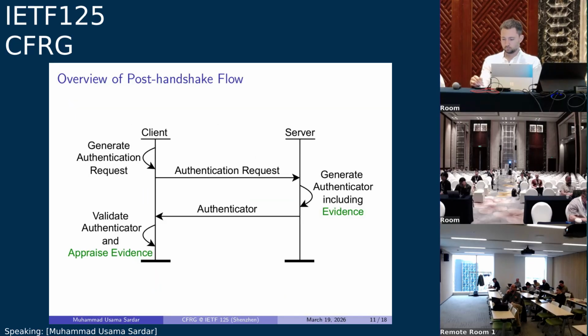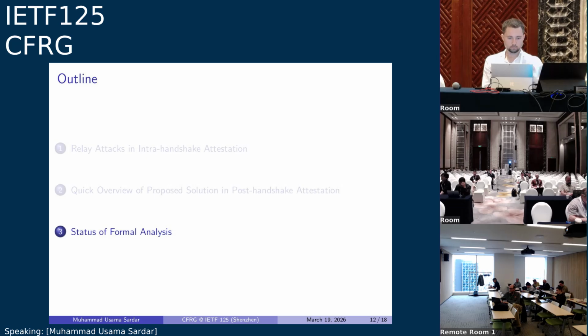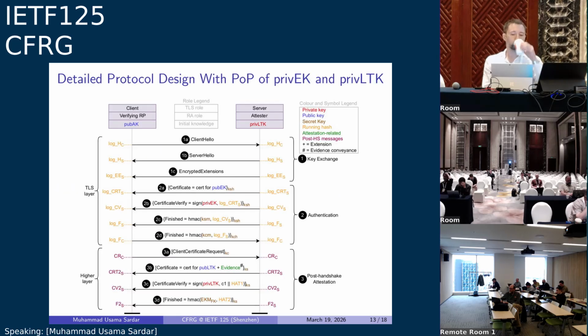To give you an overview of what that means: the client generates an attestation request and sends it over, the server generates an authenticator that includes the evidence and sends it back, and then the client validates that authenticator and appraises the evidence. The green ones are the changes compared to that. Then I want to come to the final part, which is the ProVerif model. What I want to discuss here is specifically whether we have missed something from an RFC 9261 perspective, or in general from a cryptographic perspective.